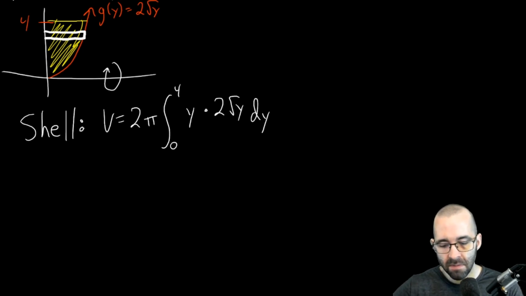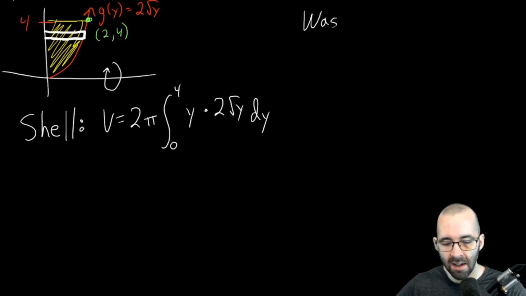The disk method. Well, the disk method would have us make circles out of these rectangles. Oh, so it would technically be the washer method, but it's pretty much the same. This is the point 2, 4. So if we use the disk or the washer method, I hate that it has two names. It's basically the same thing.